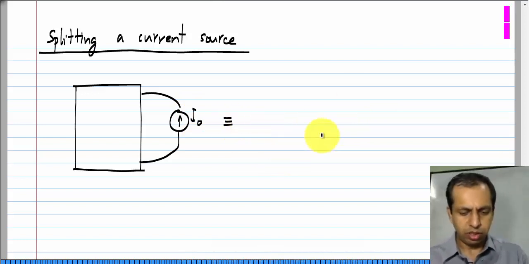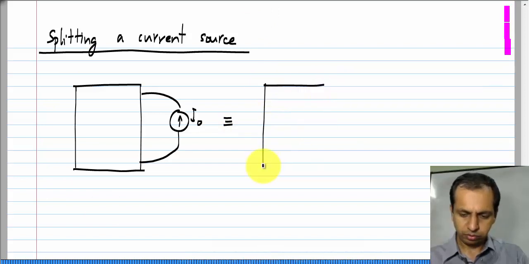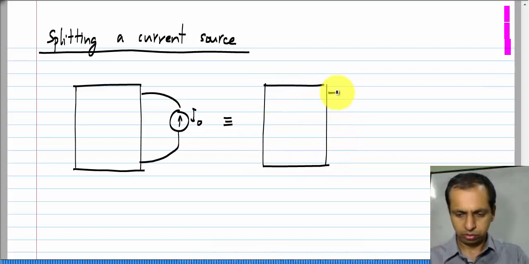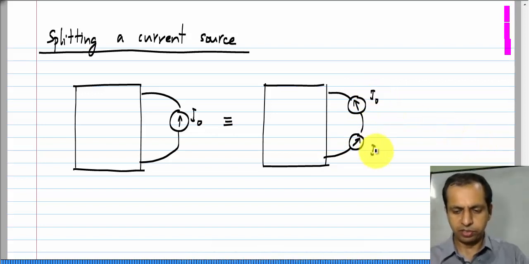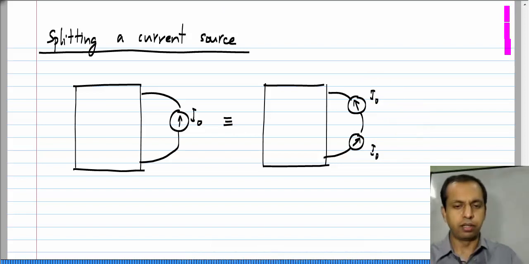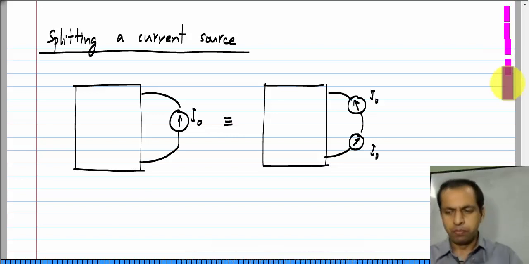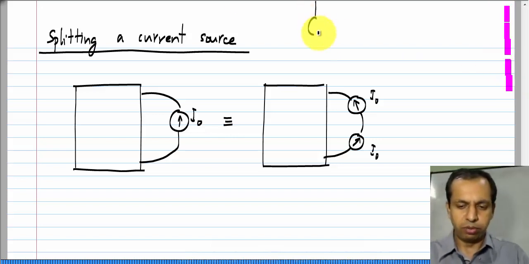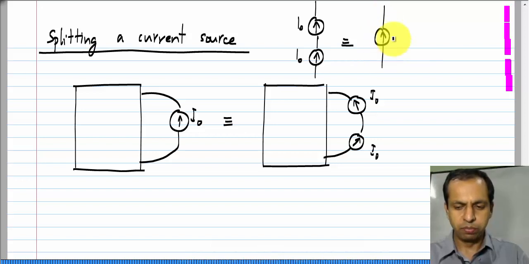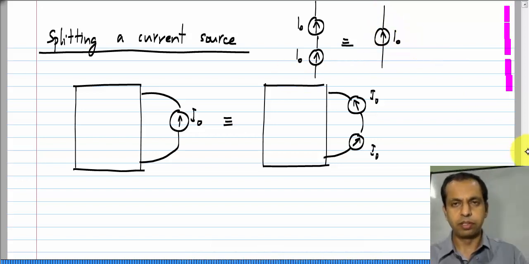Now, it is clear that this is exactly equivalent to two identical current sources in series. In fact, we cannot in general connect current sources in series except when they have identical values. And if they have identical values, then the series combination is equivalent to a single current source. That is, if we have two currents of I naught in series, it is exactly equivalent to having a single source also of I naught.